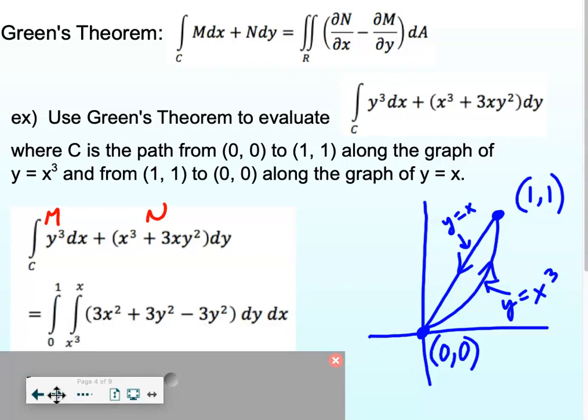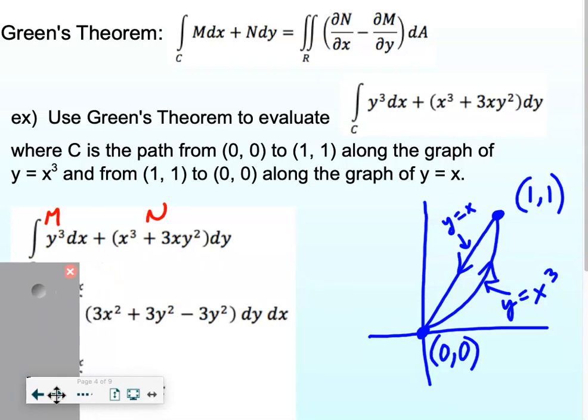For the Green's part then, partial N partial x would be 3x squared plus 3y squared. And then partial M partial y would be 3y squared. So you have 3x squared plus 3y squared minus 3y squared, and then dy dx. Your limits of integration are the limits that give you the area of that region, which whenever we have a region of this shape in AP Calc, I'm calling a banana region. So, the area of the banana.